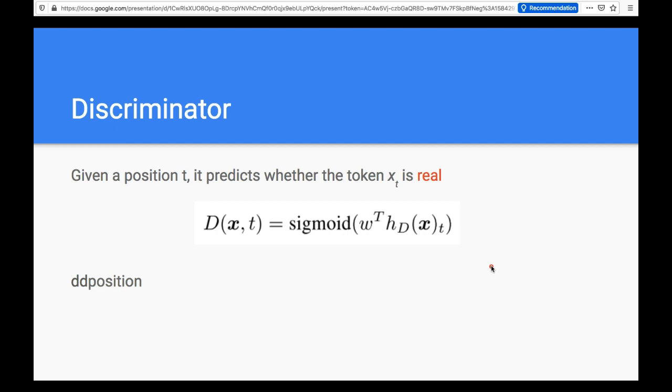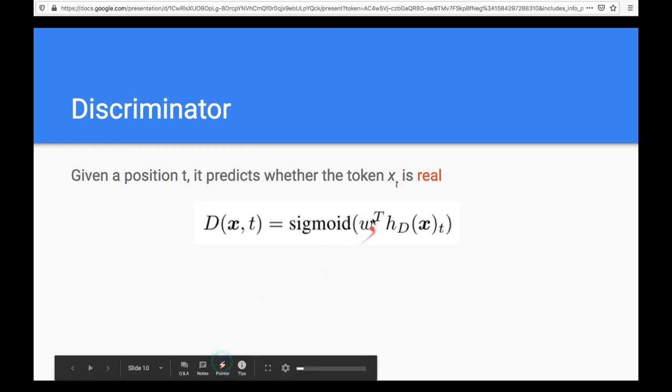So given a position t, it predicts whether the token t is real or replaced. So it basically says whether it's original or replaced. Okay, so they use the sigmoid activation function. They found that the sigmoid basically gives the best solution. Let's say we have a vector, which is the given sequence, and we want to predict position t. So we put it into the hidden layers, and yes, the sigmoid is here, and this is your input.